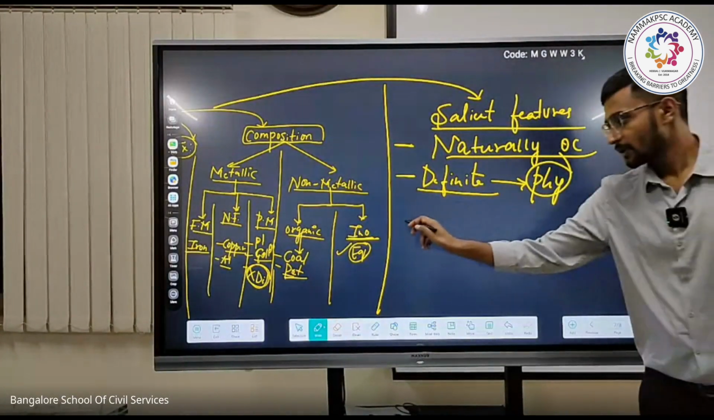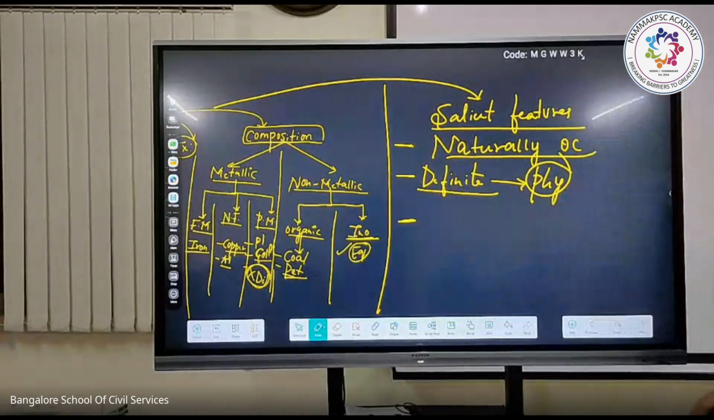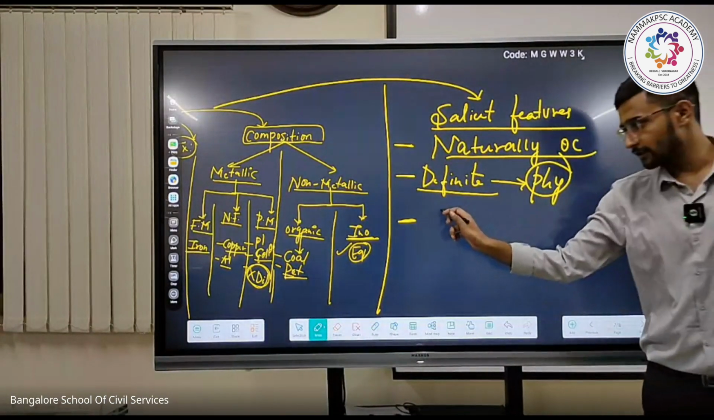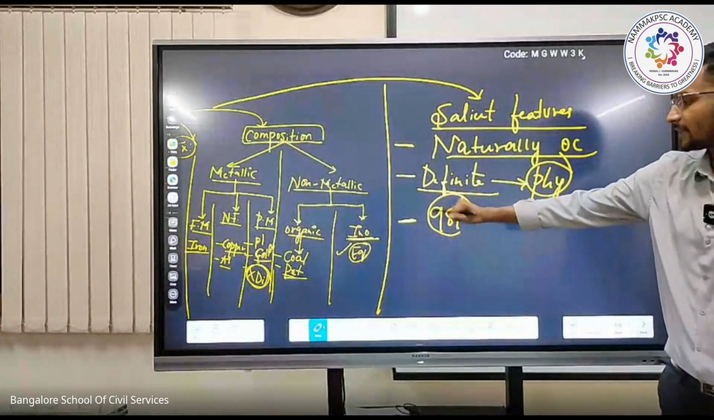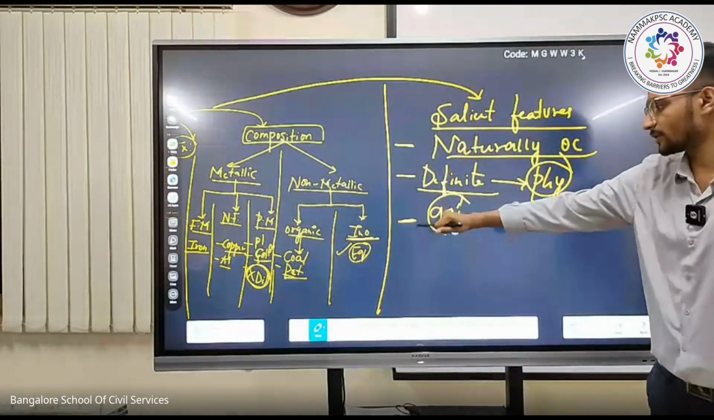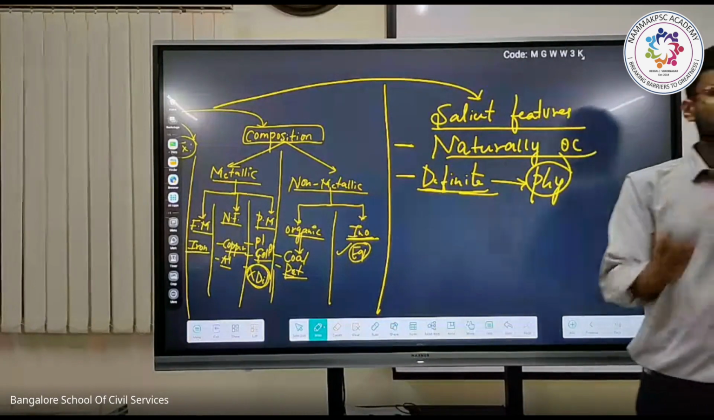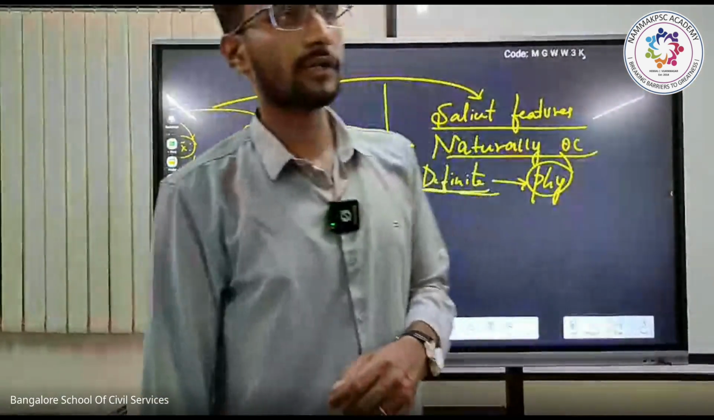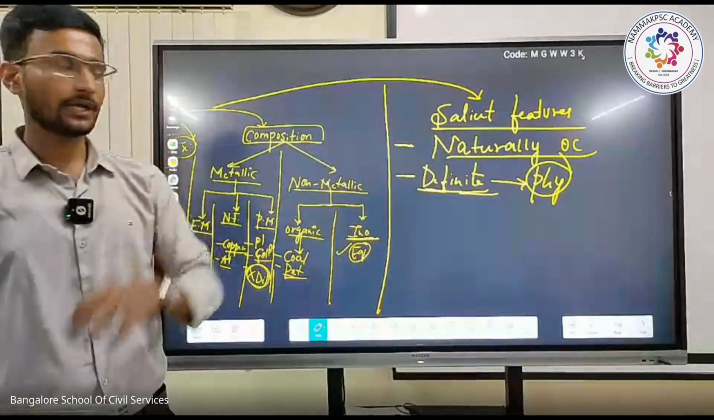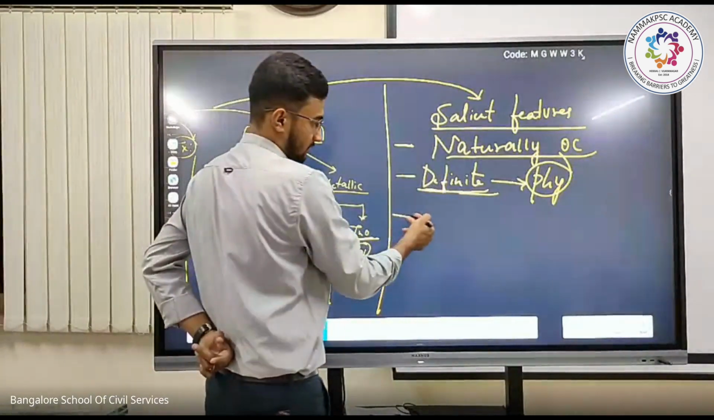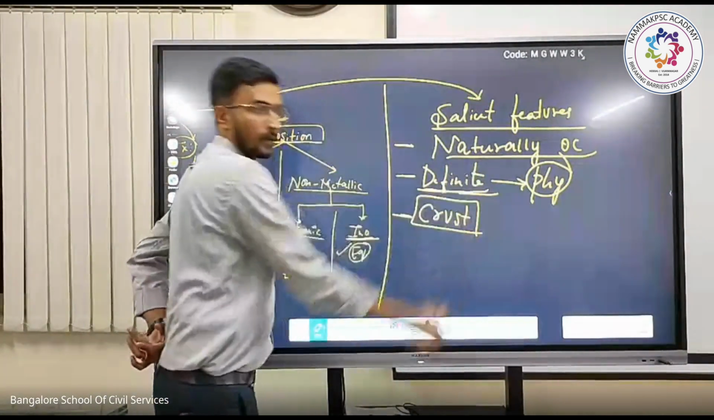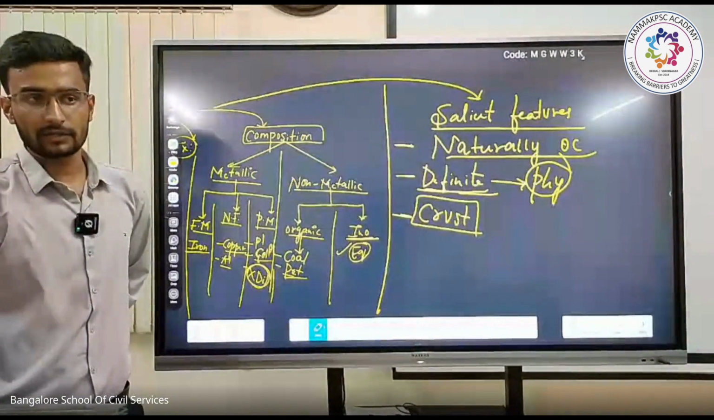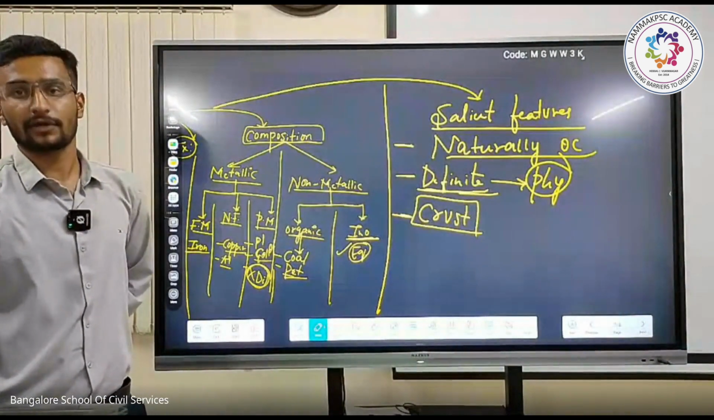Third one, it is 98%. Or can I say, what is the location of these minerals? Again, beneath the earth crust. Whereas rich minerals in our crust, minerals which are present in our crust.